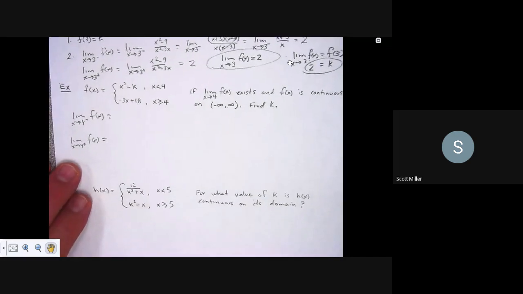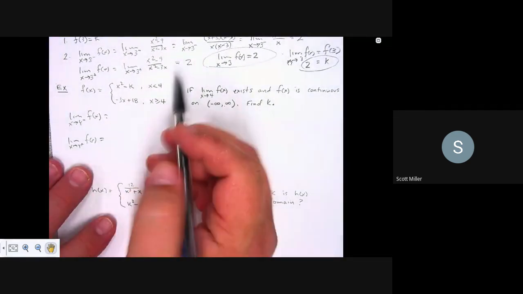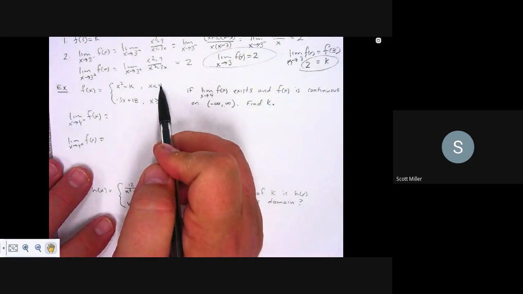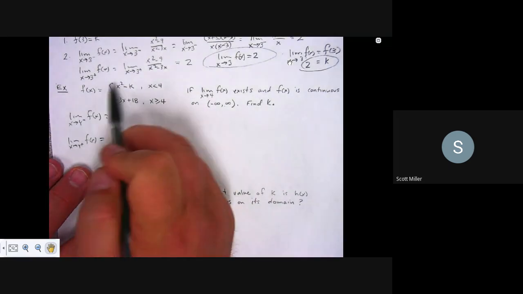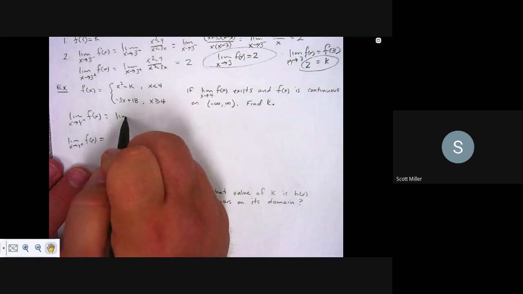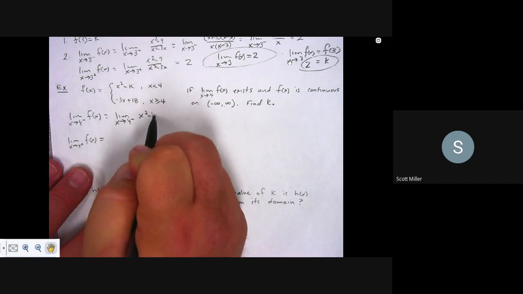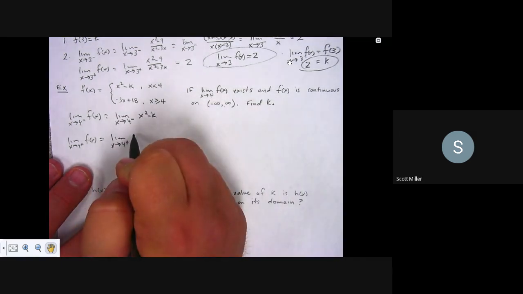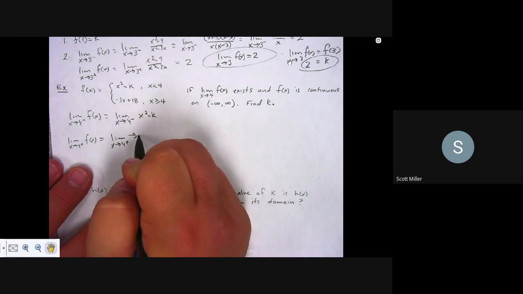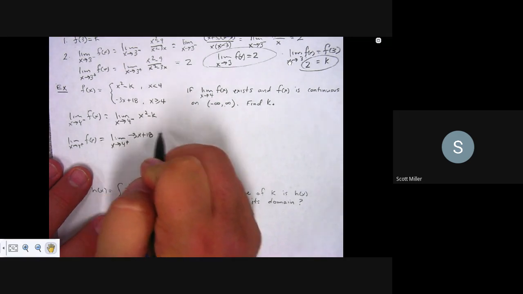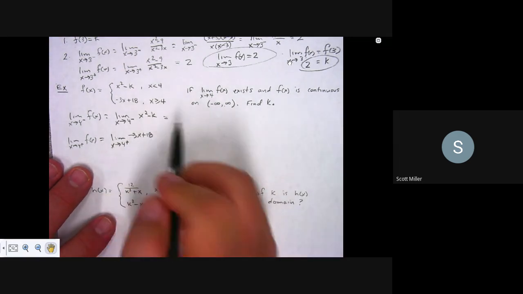So let's go ahead and figure out what each one of these individual ones are. When x is less than 4, this is to the left, and so this is going to be the limit as x approaches 4 from the left of x squared minus k. And then if I'm coming from the right, then we're on this function right here, as x approaches 4 from the right of negative 3x plus 18. So we work each of these out.